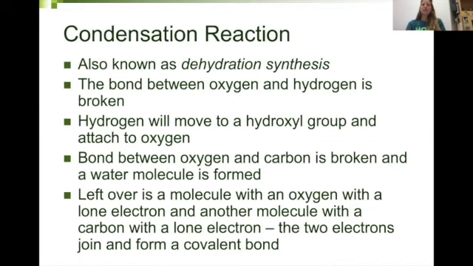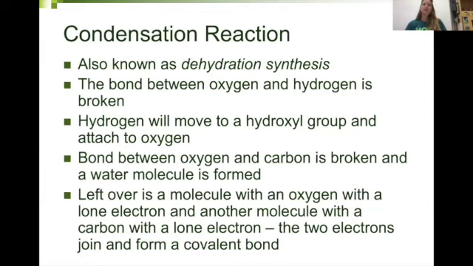Two reactions that we want to talk about. The first one's the condensation reaction. When you think about condensation, it's the water that collects on the outside of your soda can. So when we've got condensation, you have water that collects, water that's released. We also call it a dehydration synthesis. We are dehydrating a larger molecule.